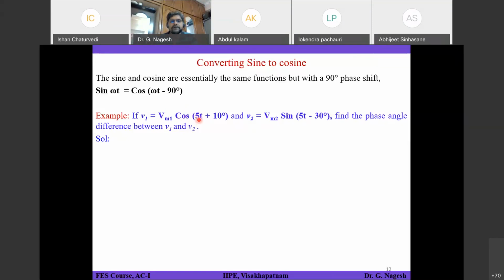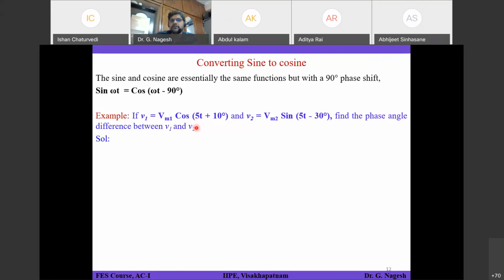Omega is equal to 5, right? So the frequency here is 5 and here also it is 5. Okay, so the frequency remains the same. Omega t is the same here and omega t is the same here, so the frequency remains the same. So two conditions are satisfied.